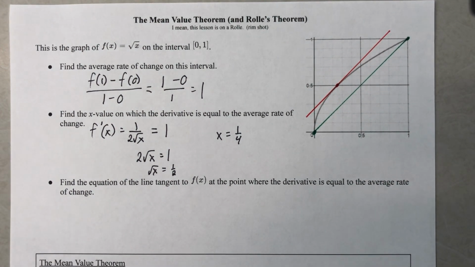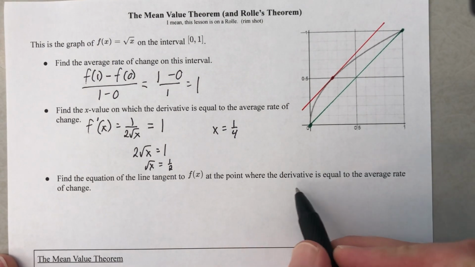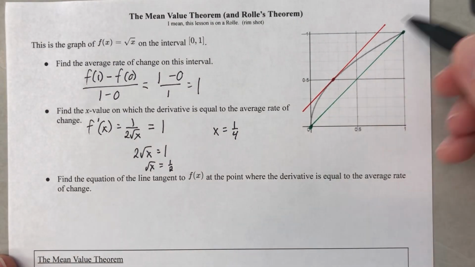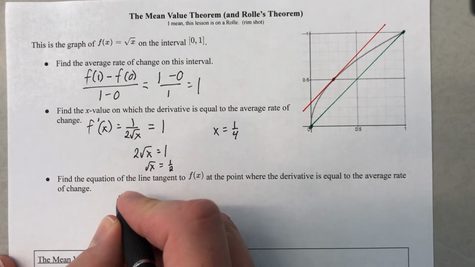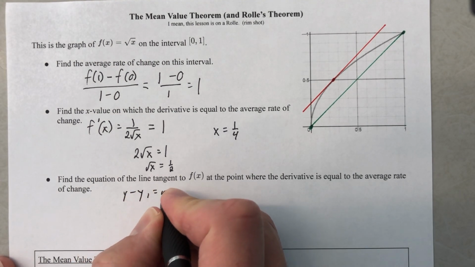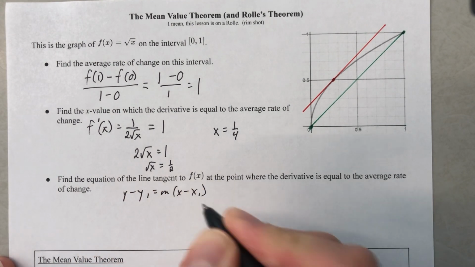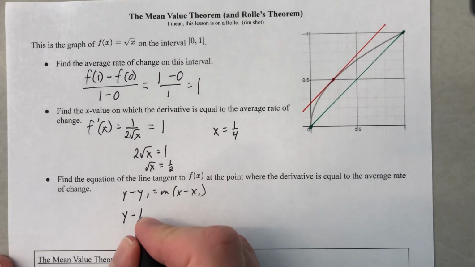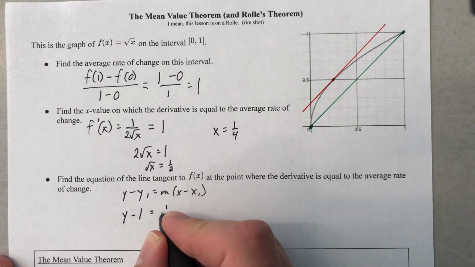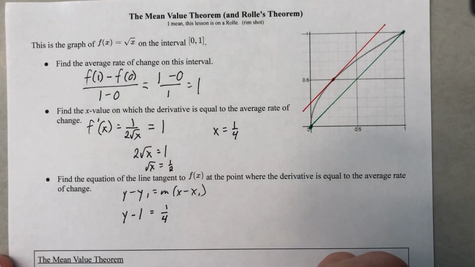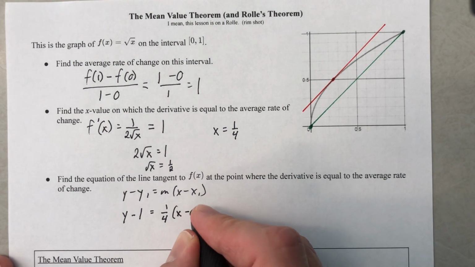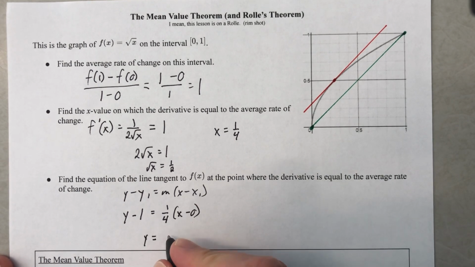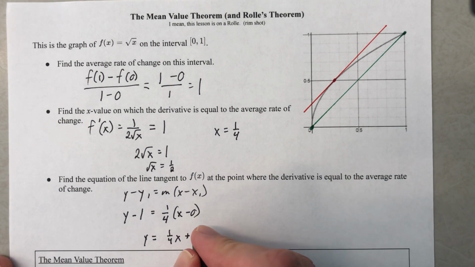Okay, find the equation of the line tangent to f of x at the point where the derivative is equal to the average rate of change, and then we'll draw it too, which we've already done. So y minus y1 equals m times x minus x1, just a little bit of practice with tangent lines. So y minus y1, which would be 1, equals m, the slope at that point, which would be 1/4, and then x minus x1, and so y equals 1/4 x, and then we will add 1.